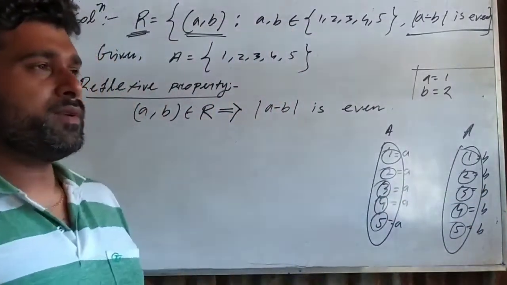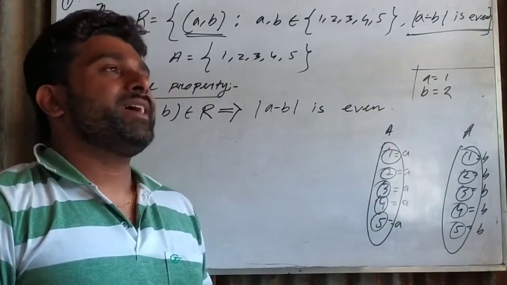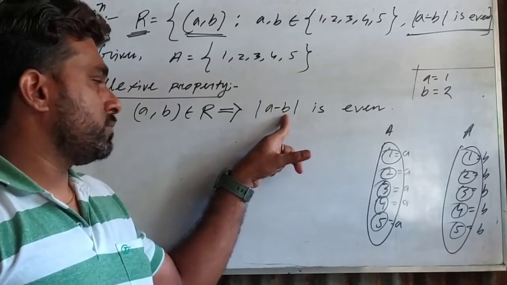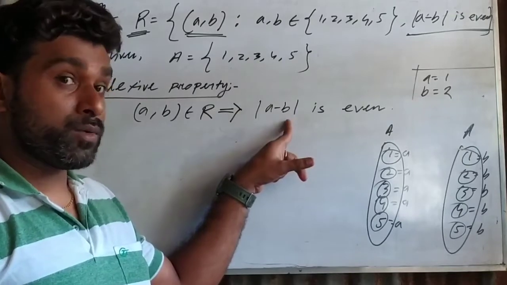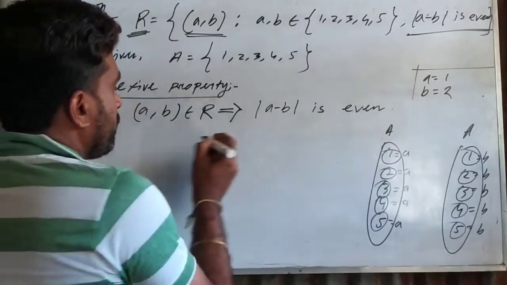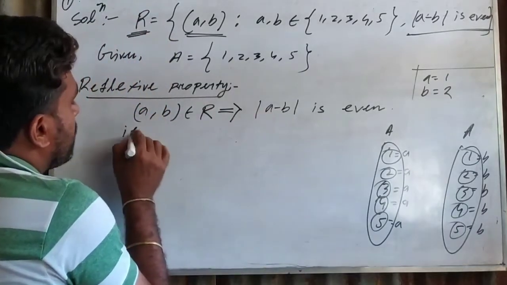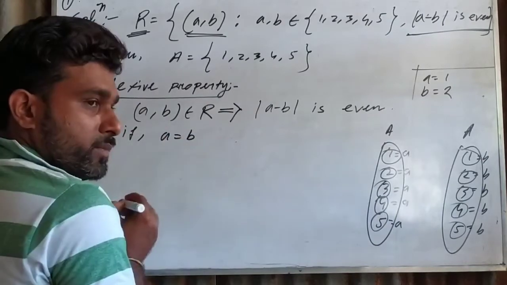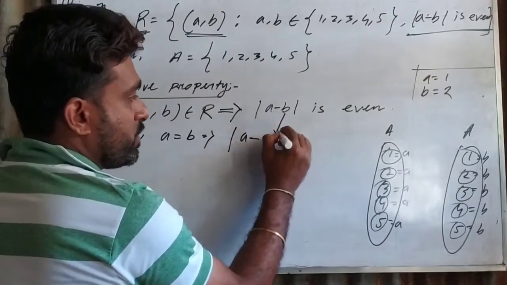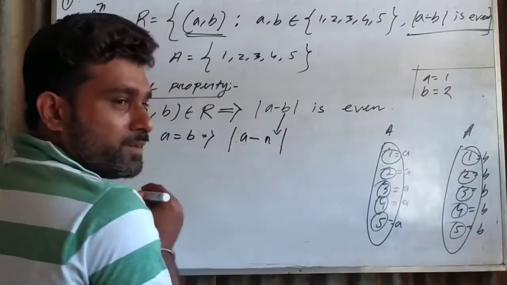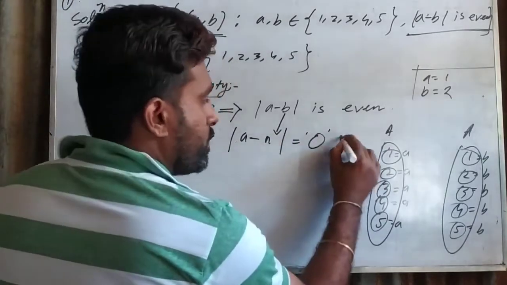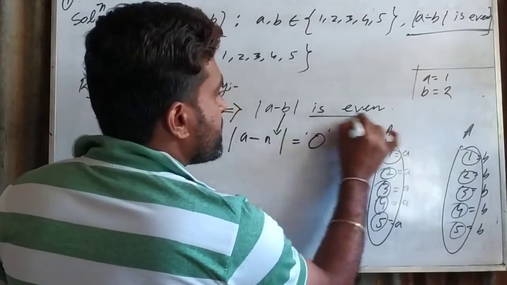Whatever equal values are chosen, the answer for a minus b will be what? Whatever the values, 1 minus 1. If the values of a and b are 1 and 1, then 1 minus 1, the answer is 0. 0 is an even number. So for the reflexive property, the step is, if a equals b, we choose this line. Then in the condition, in place of b, what should I write? a. a minus a equals 0. Is 0 even? Obviously 0 is even. So this condition is satisfied.